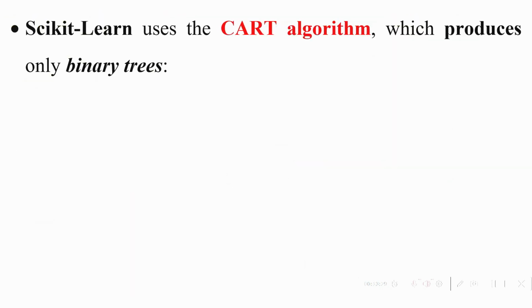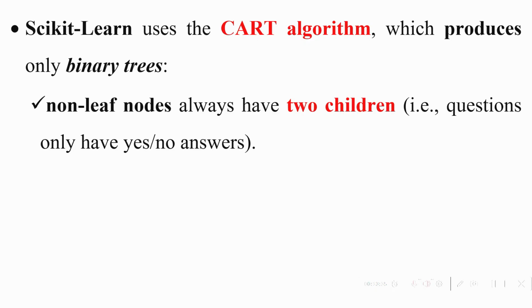Now, scikit-learn uses the CART algorithm, which produces binary trees. Non-leaf nodes always have two children, that means yes or no answers to questions. So scikit-learn uses the CART algorithm by default and it produces binary trees only: two children only, depending on whether the condition is true or false. Internally it uses Gini as the criterion.